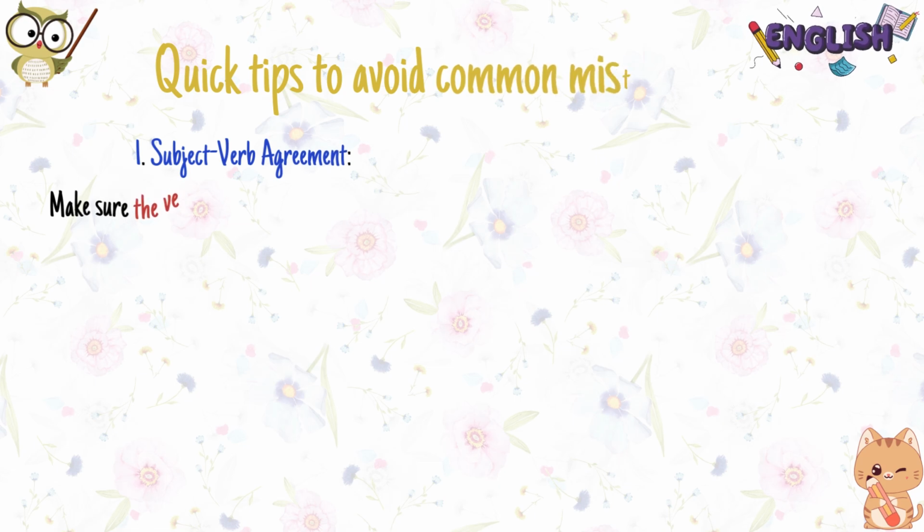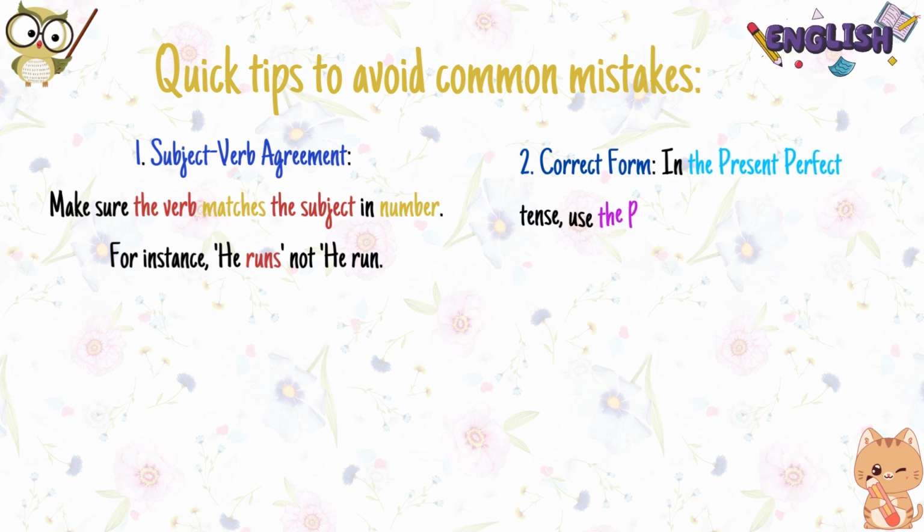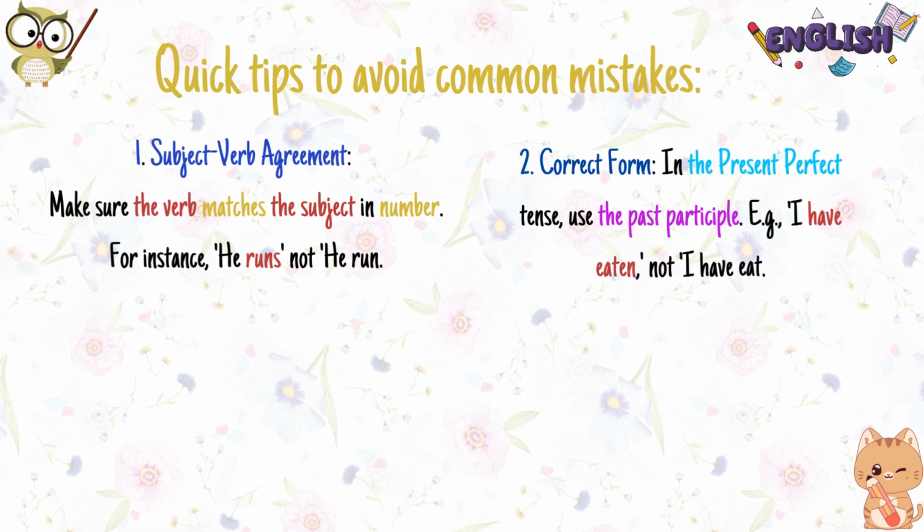Here are some quick tips to avoid common mistakes. 1. Subject-verb agreement. Make sure the verb matches the subject in number. For instance, he runs, not he run. 2. Correct form. In the present perfect tense, use the past participle. Example, I have eaten, not I have eat.